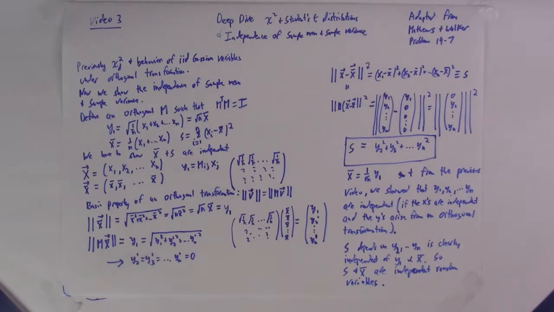I'll stop here, and in the next video I'll get the distribution of s and x bar, not too difficult, and s will essentially have a chi-squared distribution, and then in the following video we'll do the hard work and get the Student's t PDF.